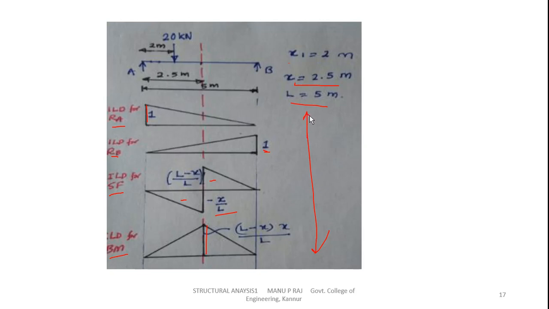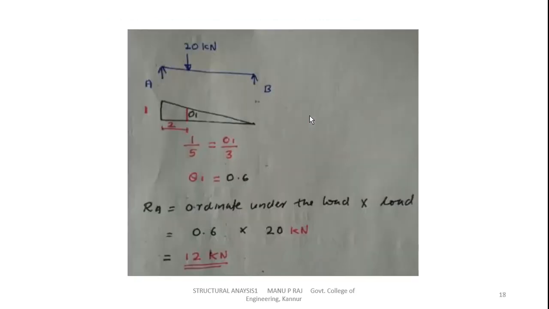Now we want to find the reaction RA. This is a simply supported beam with a 20 kilonewton load at 2 meters. Any shear force, bending moment or reaction equals the ordinate under the load into the load. So in this case RA equals the ordinate under the load of the ILD of RA into the load. This is the ILD for RA.